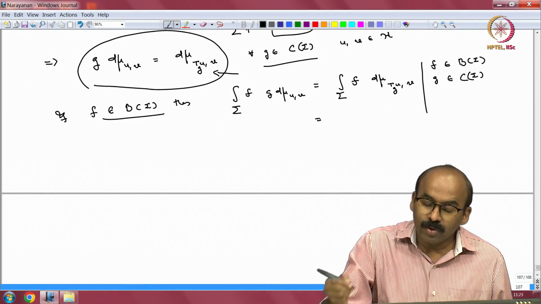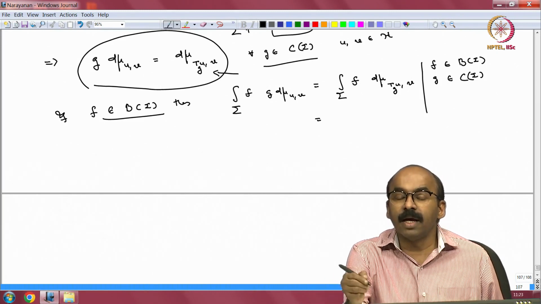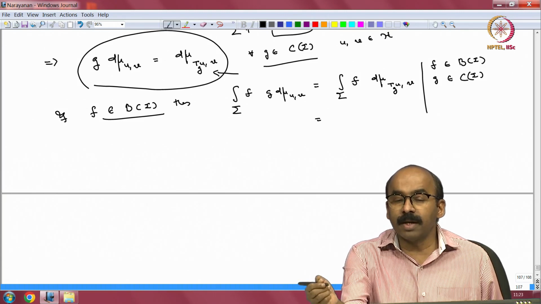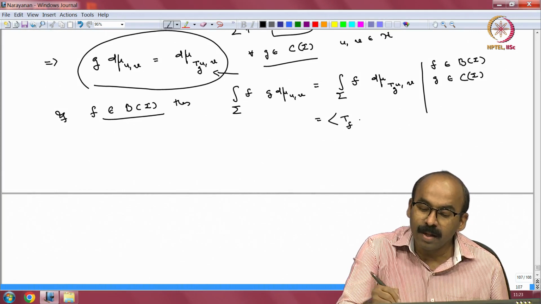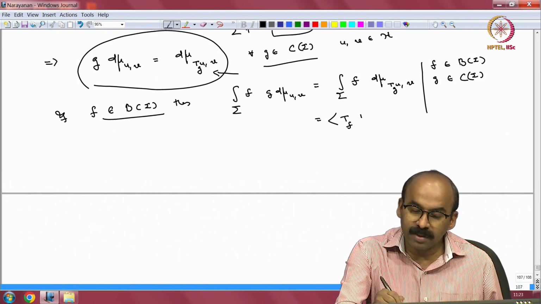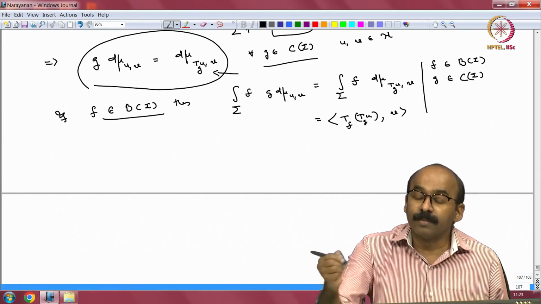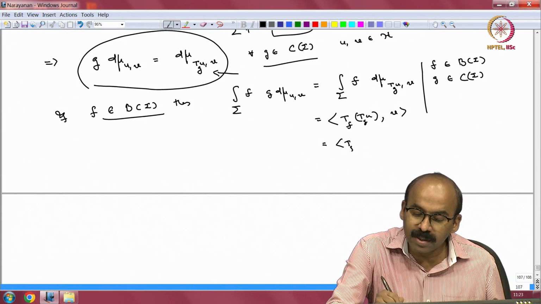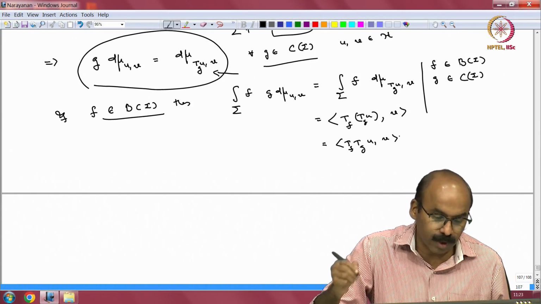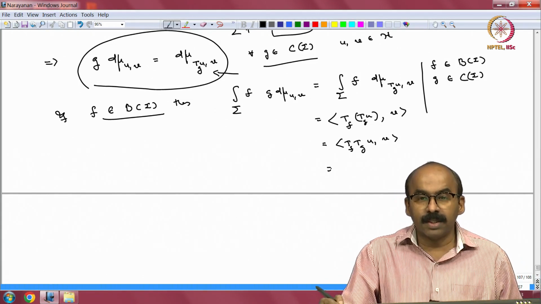This is equal to, so if I look at the right-hand side, well, this is the integral of f with some measure, mu with some vector and another vector. So, by definition this is simply T_f acting on the first vector, which is T_g u, inner product with the second vector, right, this is how it is, okay, which is equal to <T_f T_g u, v>.